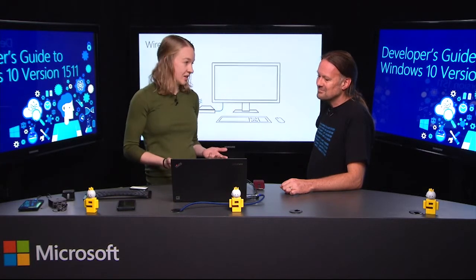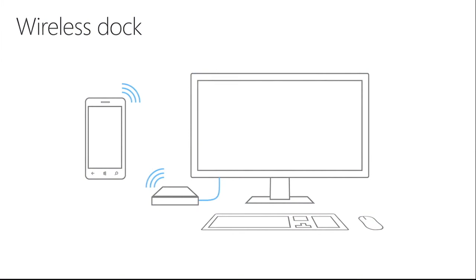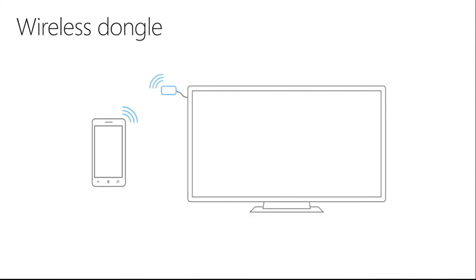One is a wireless dock. Action Tech builds a great wireless dongle that actually has a USB port as well, where you can connect wirelessly to any screen and then plug the USB port in for keyboard and mouse. And finally, this is also kind of highlighted in the video.